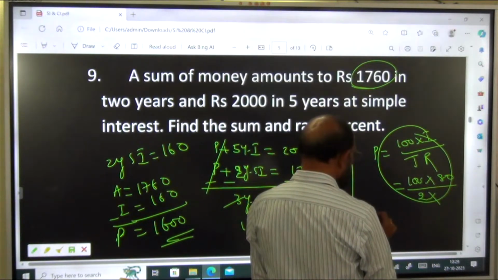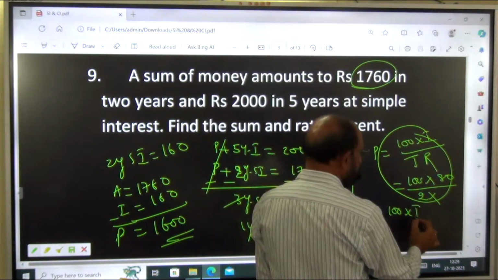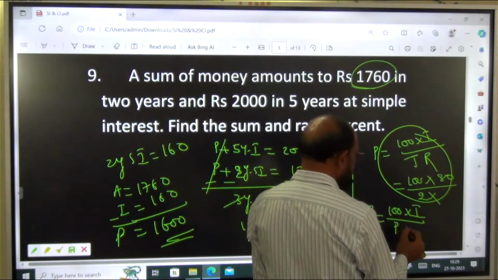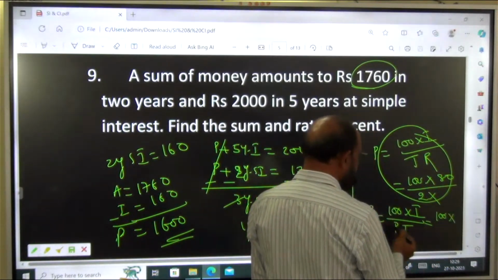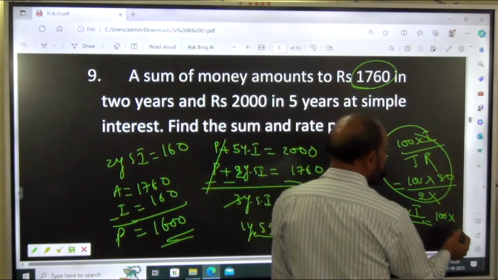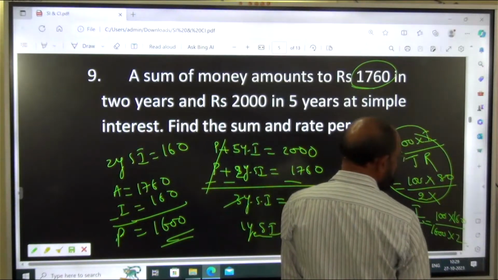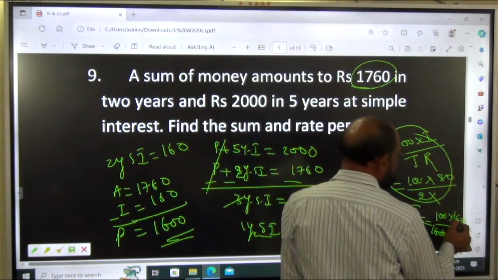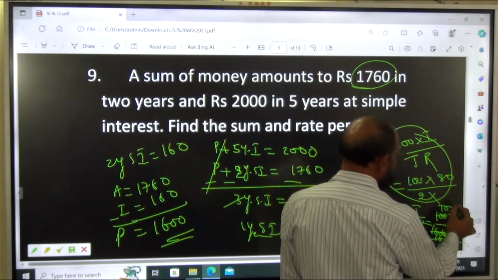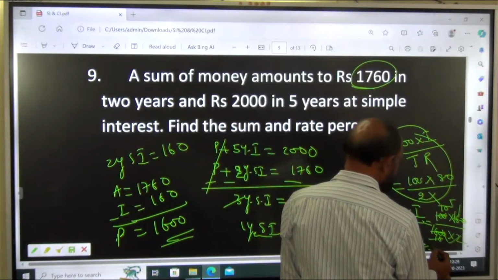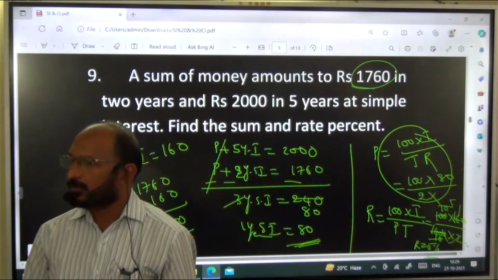So we want the rate of interest. R is equal to 100 into I by PT. So 100 into simple interest, which is 160, by 1600 into time, 2 years. 160 ones, tens, so 2 fives. So R is equal to 5%. Be careful while doing that.